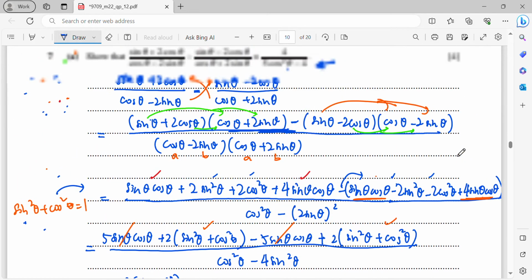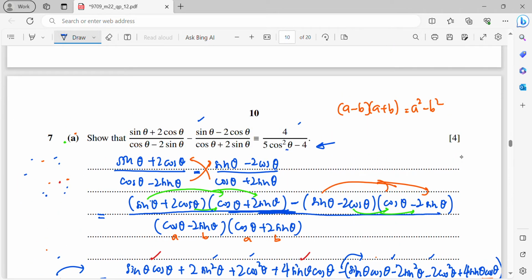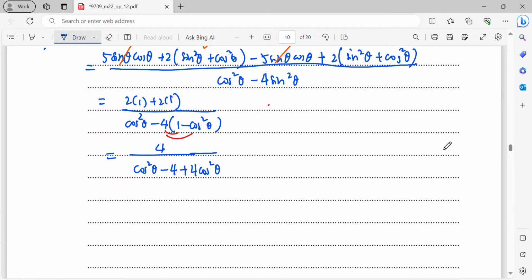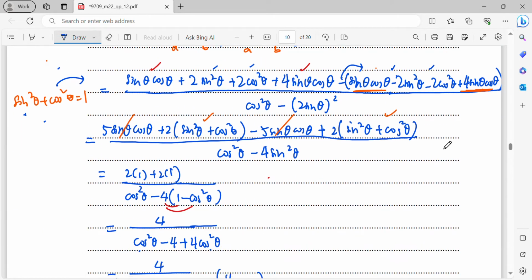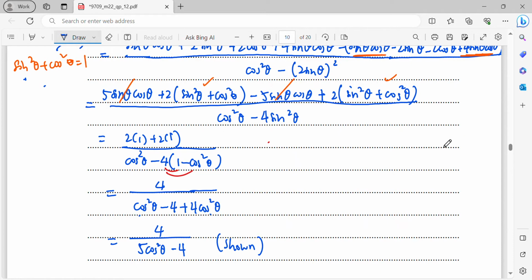So now look at the given answer. You need 5 cos squared theta minus 4. So which means now I will get 4 over cos squared theta plus 4 cos squared theta. It is 5 cos squared theta, then minus 4. Okay, so with this I have shown the identity. Okay, so done for the first part.